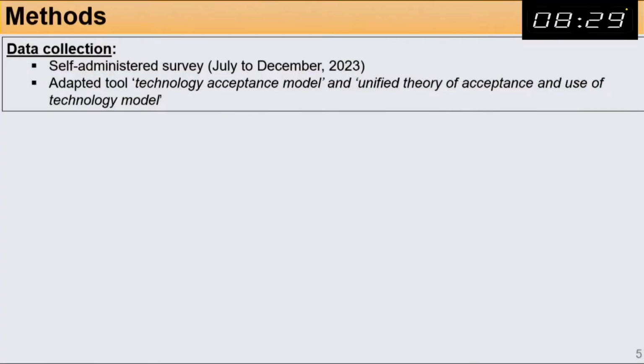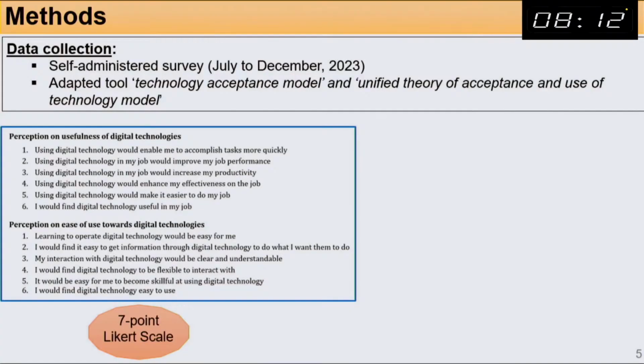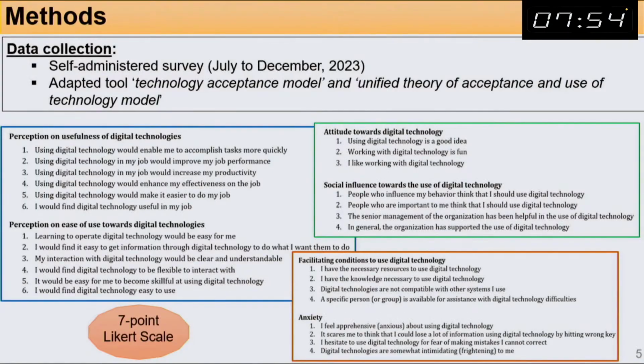We used a self-administered survey between July and December 2023 and adopted validated tools, the technology acceptance model and the unified theory of acceptance and use of technology model, where this tool includes several domains under which there are multiple statements. For example, perception on usefulness of digital technology, perception on ease of use, attitude towards digital technology, social influence, facilitating conditions to use digital technology, and anxiety. This tool includes 7-point Likert scale responses.